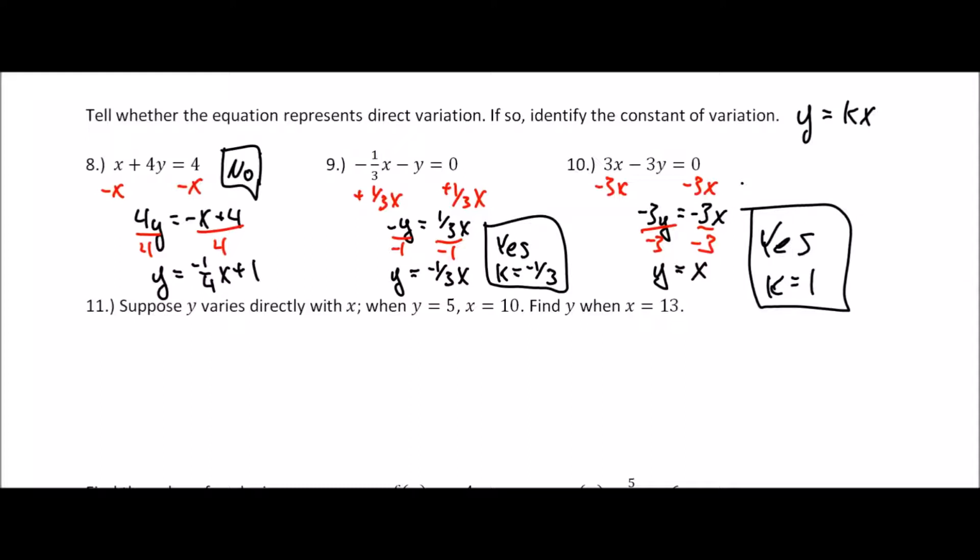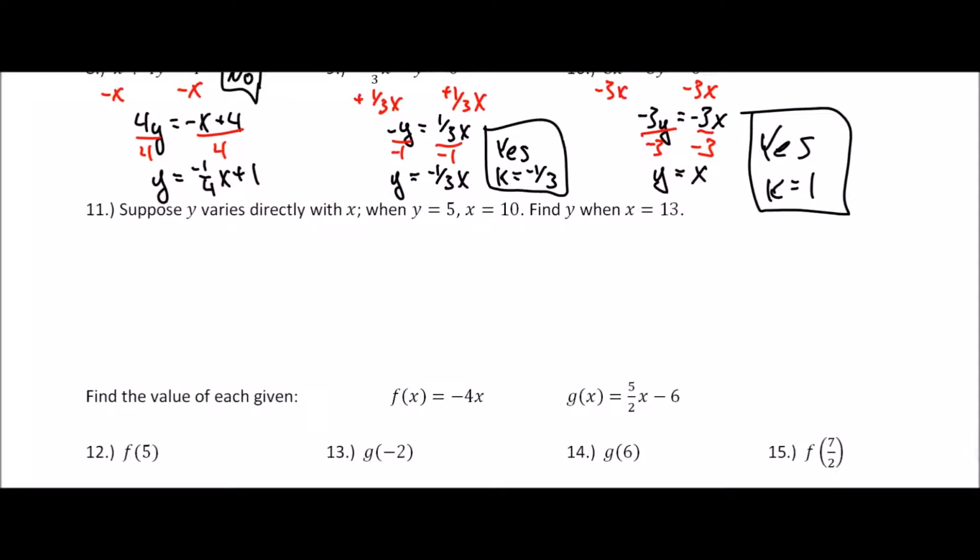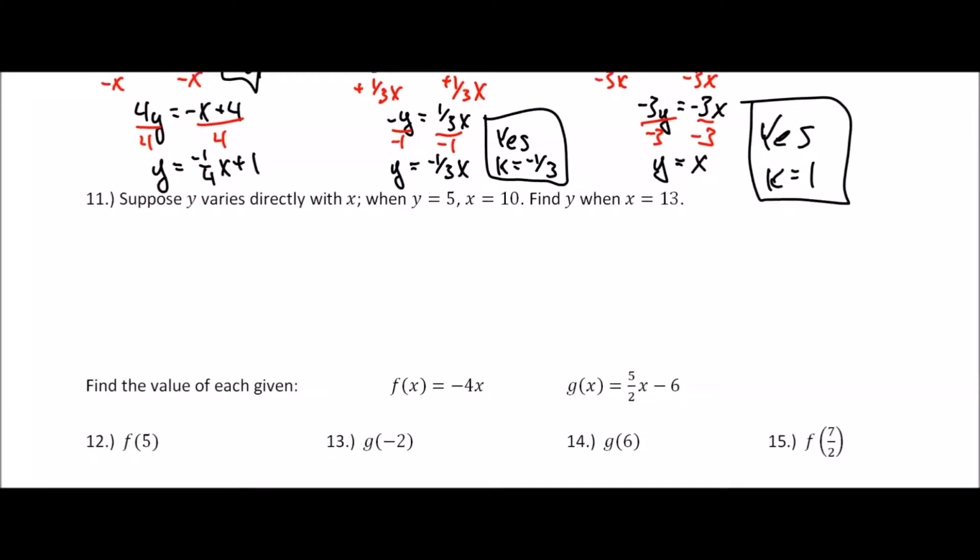Okay? The next one, it says suppose y varies directly with x. In other words, it's saying that this is direct variation. And so there's two ways we can approach this. I'll do it twice here. But the first option for this is, remember, with direct variation, we can write the equation. We can say, hey, I know it's direct variation, so I know it's y equals kx. And then it gives me an x and a y value to plug in. So it says, hey, the x value here is a 10, and the y value here is a 5.